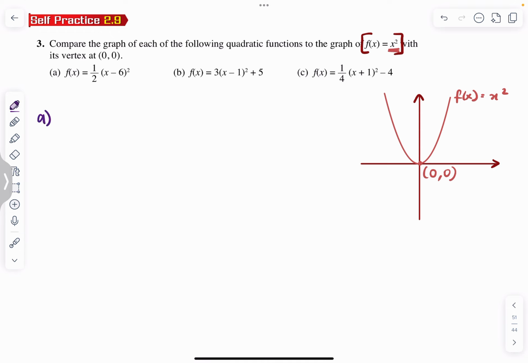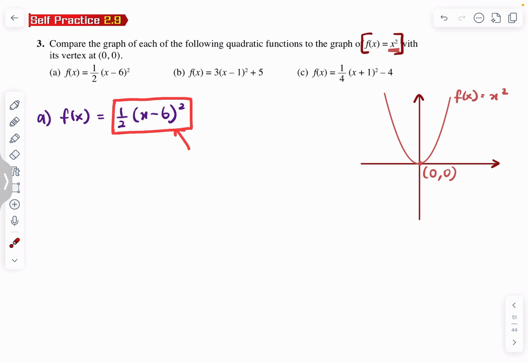So A, f(x) is 1 over 2 (x minus 6) squared. Do not expand this, because if you expand it's going to be a bit difficult. So this quadratic equation is given in vertex form. Okay, so let's not look at the 1 over 2 first. We look at this (x minus 6) squared, and then this one is plus 0. It's not given, but you must know it has to be 0 there if nothing is written.